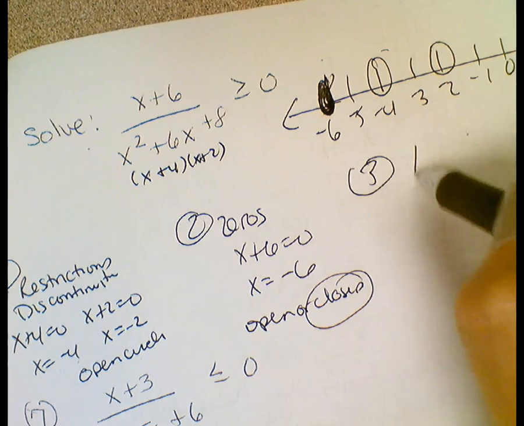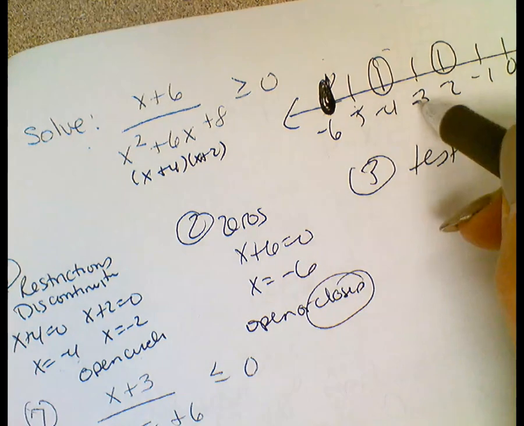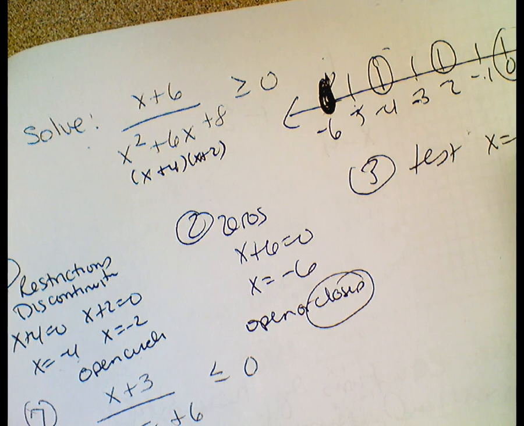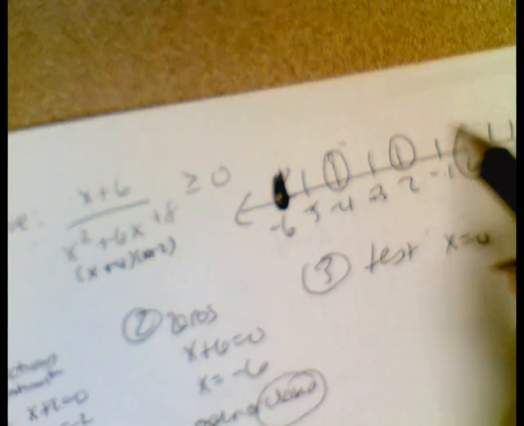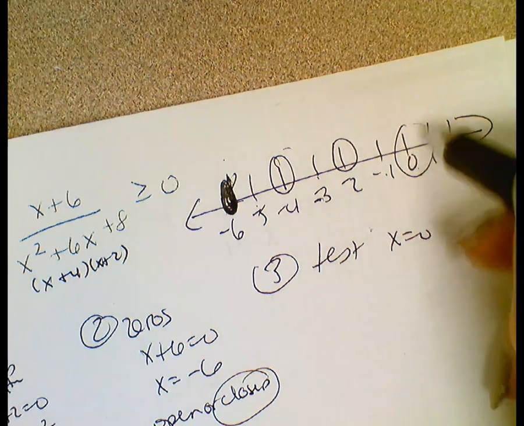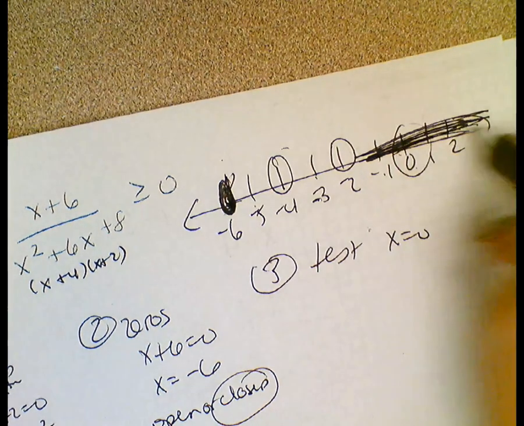So we're going to do a test point. You can test -7, -5, -3, -1, 0, 1, 2. I'm going to test 0. So 0 covers this entire section over here. This is not an open circle. Sorry. I don't know why I circled that. This is not a circle.